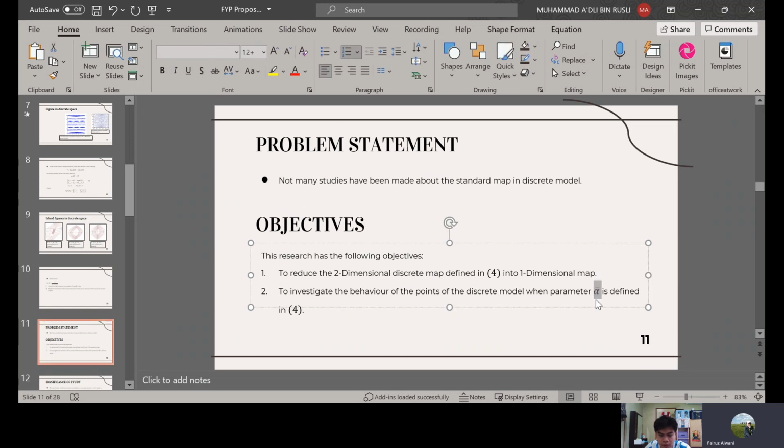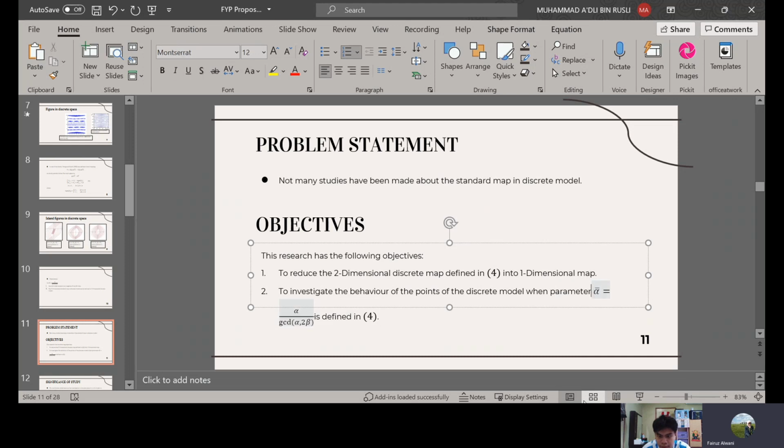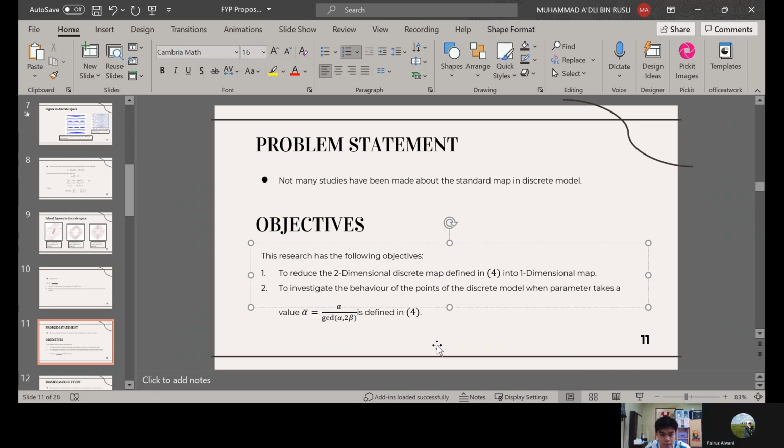When the parameter takes the value, okay, takes a value. So to define the behavior of the orbits of the discrete model, define in 4 tu tambah dekat situ lepas discrete model. Define in 4 tu bukan yang nombor 2 tu. Yang tu kau letak dekat lepas discrete model.